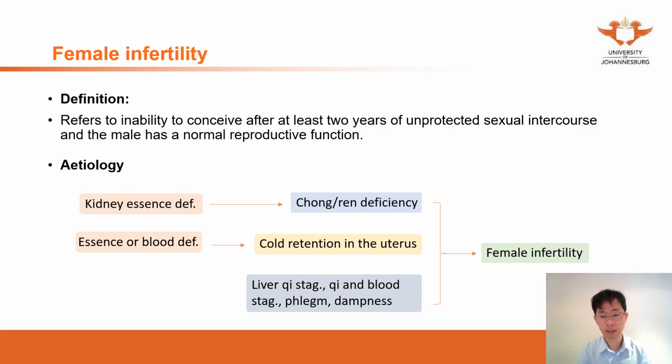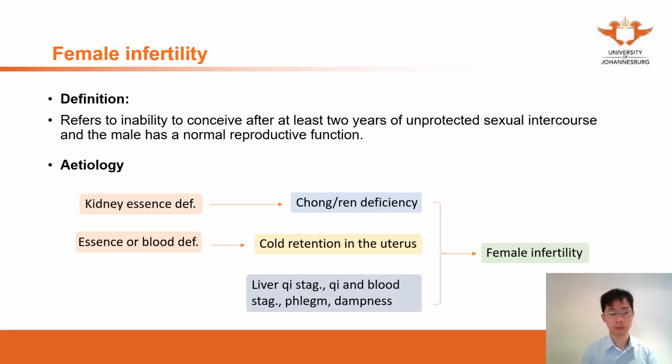In other texts, the authors also proposed that fertility issues may be due to dampness and phlegm dampness. In which situation will the patient have phlegm dampness? Such as obesity, an overweight patient who suffers from infertility.